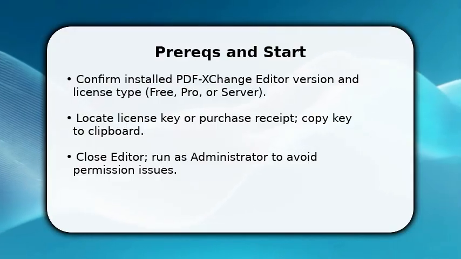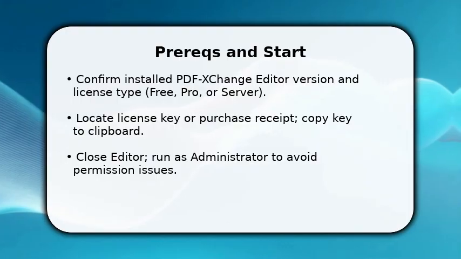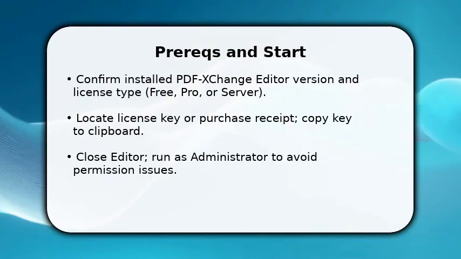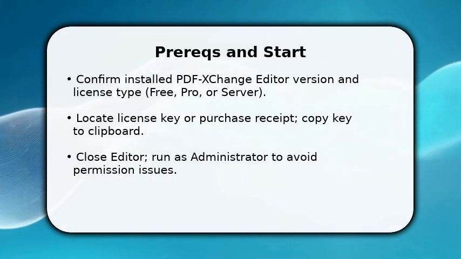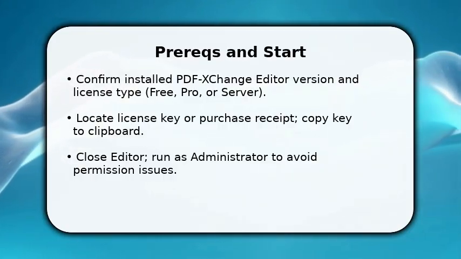You'll begin by confirming the app version and which license you purchased, because activation steps differ slightly. Once done, find the license key in your email or account and copy it. Make sure you have admin rights on the PC. Now close PDF Xchange Editor and right-click to run as administrator so the activation writes to system folders without being blocked. Doing this up front prevents common permission errors and saves time when you enter the key.